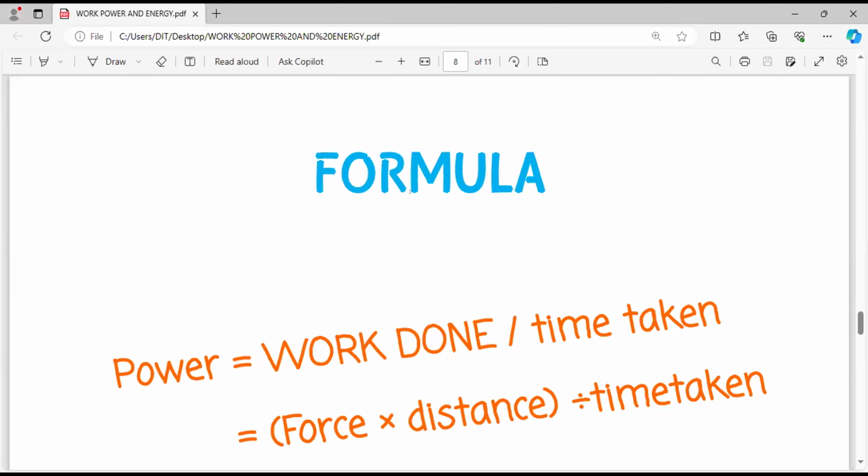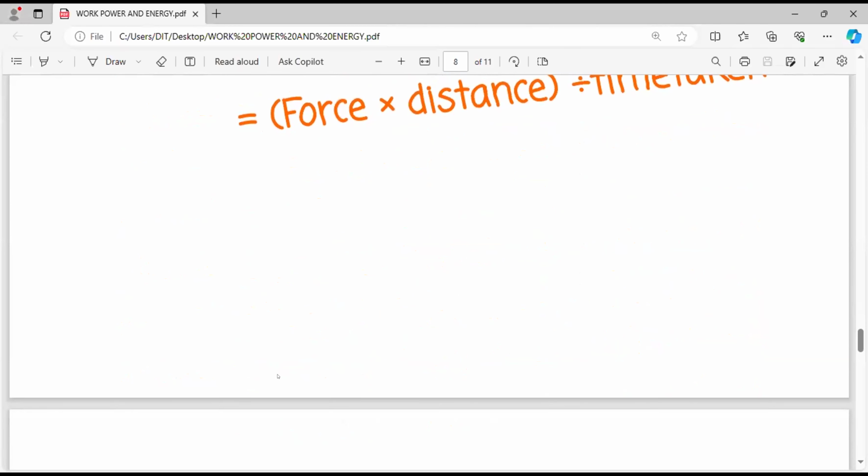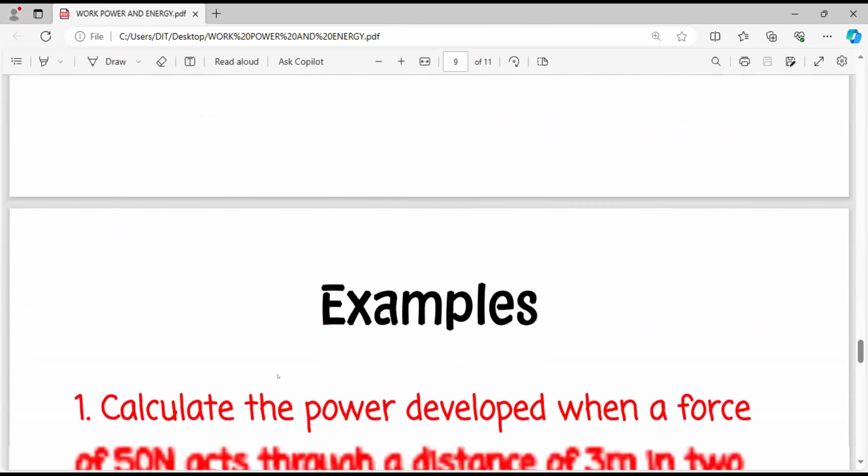First, we said work is force times distance, and then we divide it by the time taken. And that time when you are working must be in seconds. Power must be got in work done, which is in joules, and time must be in seconds. So let us have some examples.